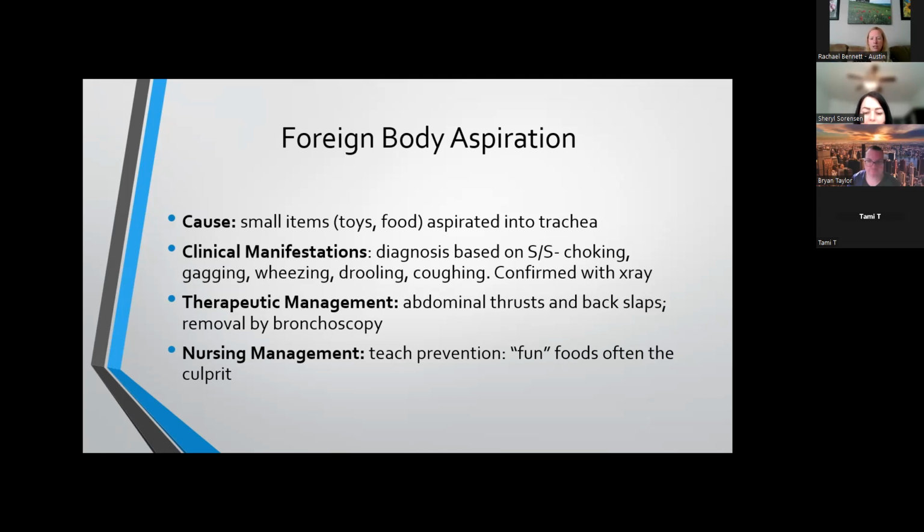So as far as your education, both for yourself and for the parents or caregivers, never do the blind sweeps. We know that that's a big risk of pushing the item further down. If the child's not able to cough it up on his own, the Heimlich maneuver didn't work, now we need some emergency care. Okay.